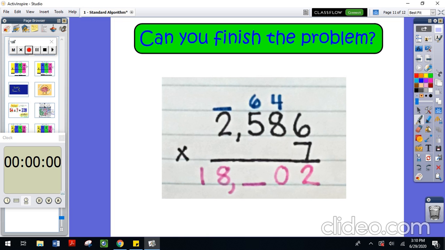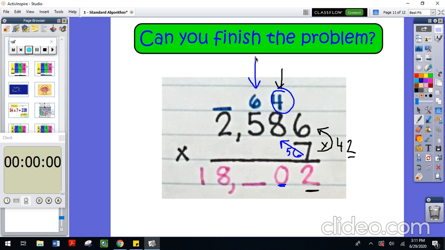Alright, if we look here at this problem, we start in our ones place where they multiplied 6 times 7. 6 times 7 gave them 42. They put the 2 at the bottom. They carried their 4 to the top. Then they moved to their tens place where they did 7 times 8. 7 times 8 makes 56, plus the 4 that's on the top, which would be 60. So they put the 0 on the bottom, they put the 6 on the top.